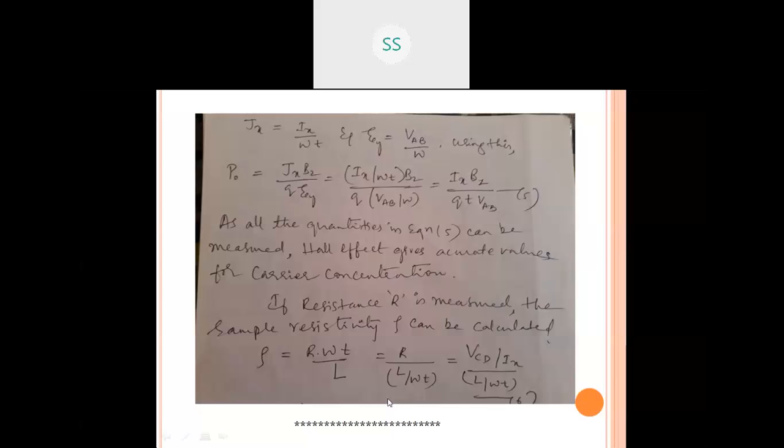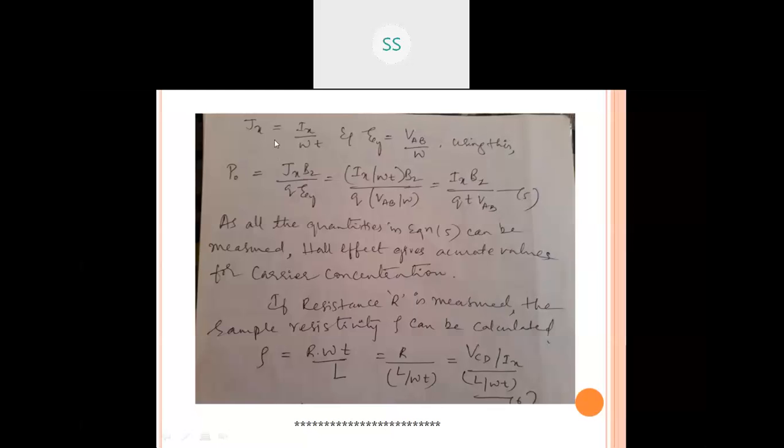Okay, just a replacement of terms here, that's all. So therefore p naught is nothing but Jx into Bz divided by q into Ey. If you want to know the whole concentration, you can write it like this. You can go further, bringing in some other parameters like current density.